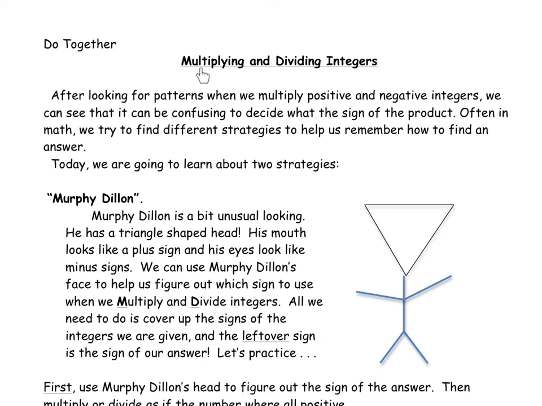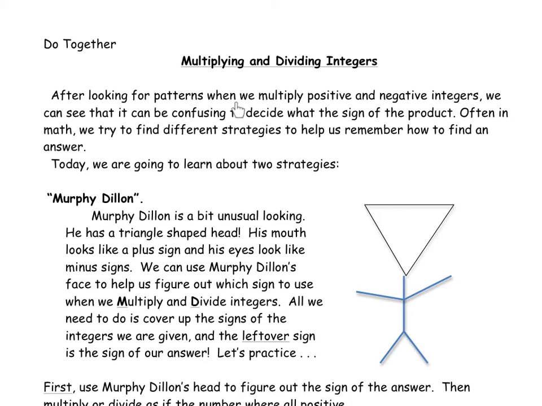Welcome to the lesson on multiplying and dividing integers. Today we're going to talk about strategies in order to multiply and divide integers. Just like we did when we were adding integers, we use color coding, we use the counters or the chips, we use the highlighters, and we also looked at vectors. Today we're going to look at some silly stories to help us with this.